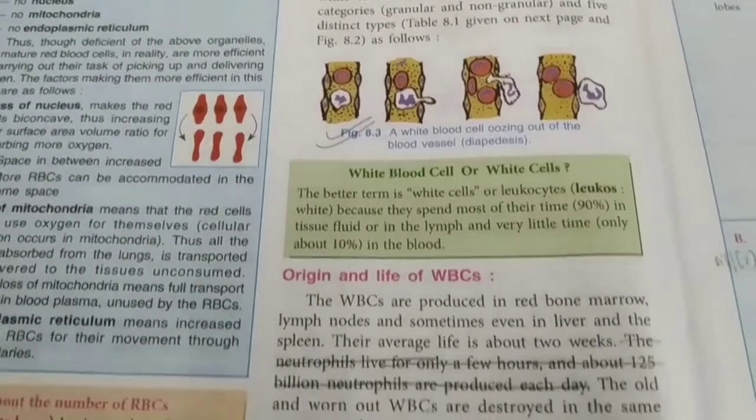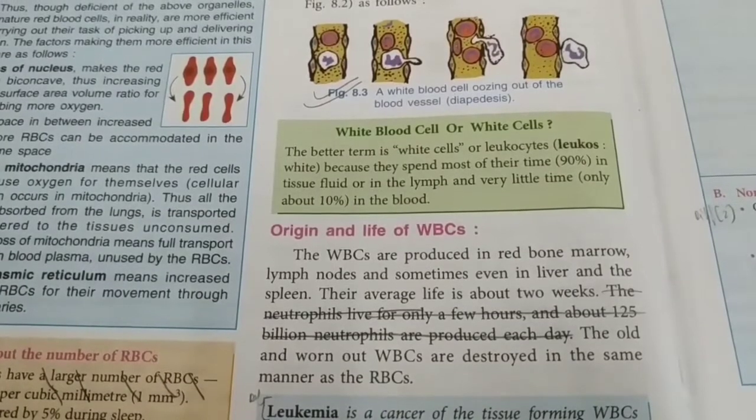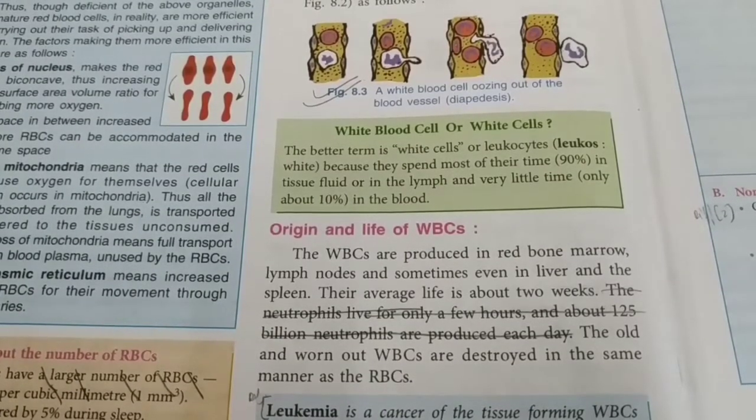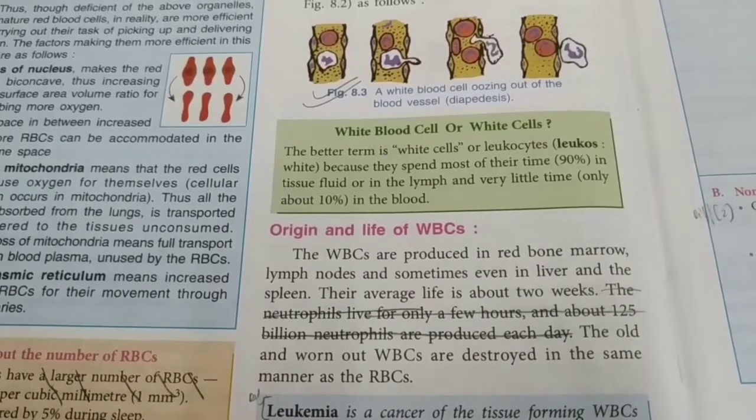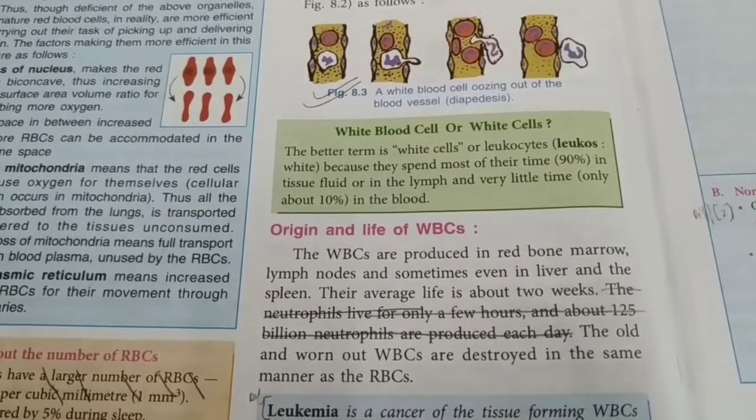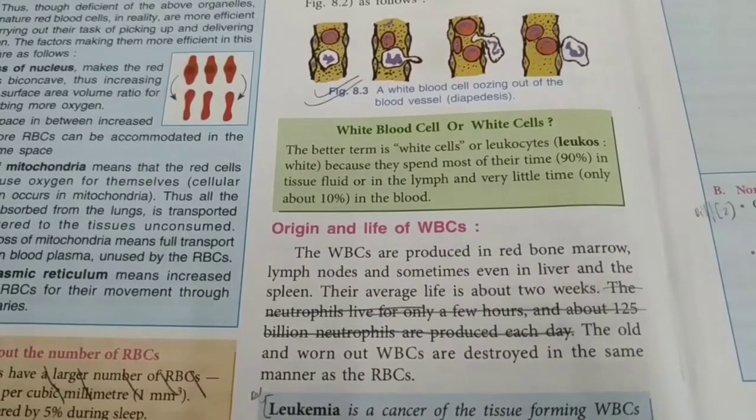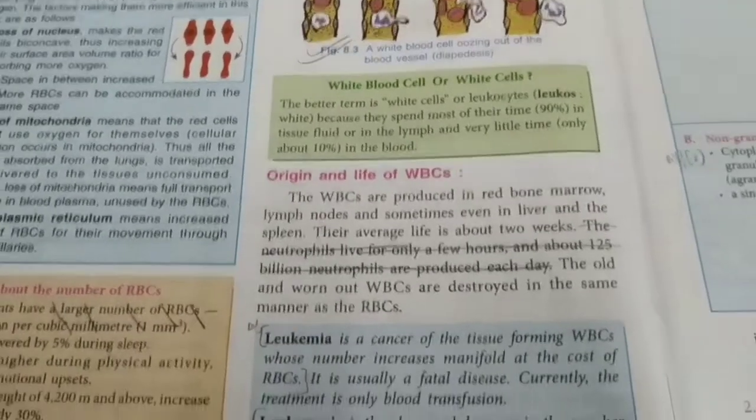They are produced in red bone marrow and also in lymph nodes like your tonsils and spleen. They're also produced in the liver and the spleen. Their average life is about 2 weeks. They're very brave soldiers with a short lifespan, and they are destroyed in the same manner as RBCs.